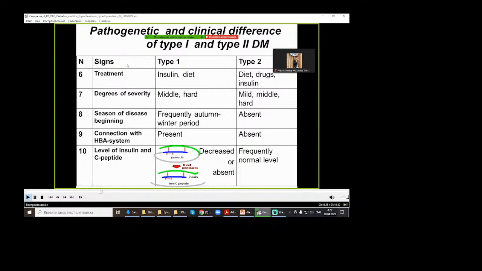As for treatment, in case of type 1 of diabetes mellitus, we need insulin and diet. Degrees of severity for type 1 are severe and middle. Seasons of disease beginning for the type 1, frequently autumn and winter period. Connection with HbA system: in case of type 1, present. And once more, very important characteristic, level of insulin and C-peptide. In case of type 1, level of insulin and C-peptide decreased or absent, because this type is characterized by absolute insulinopenia, absence of insulin.